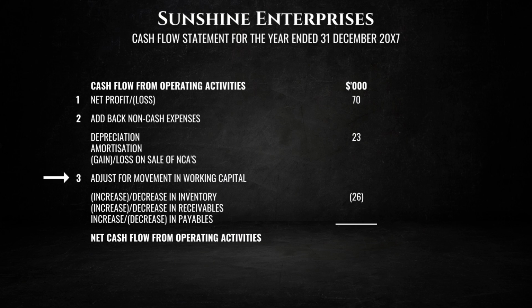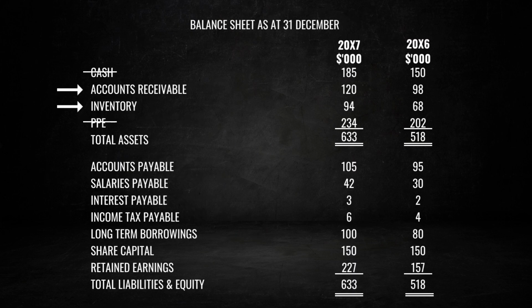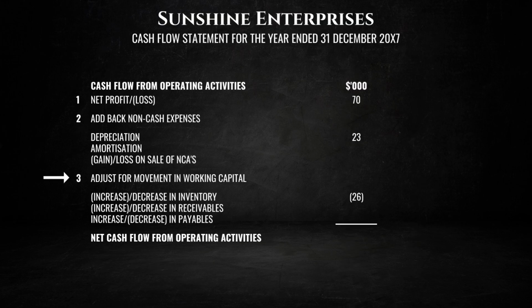Moving on to accounts receivable, we observe a closing balance of $120 and an opening balance of $98. This signifies an increase of $22 during the year. Increases in accounts receivable need to be deducted from the net profit when calculating cash flow from operating activities because higher receivables indicate that less cash has been collected from customers. Hence, we enter a negative value of $22 into our calculation.